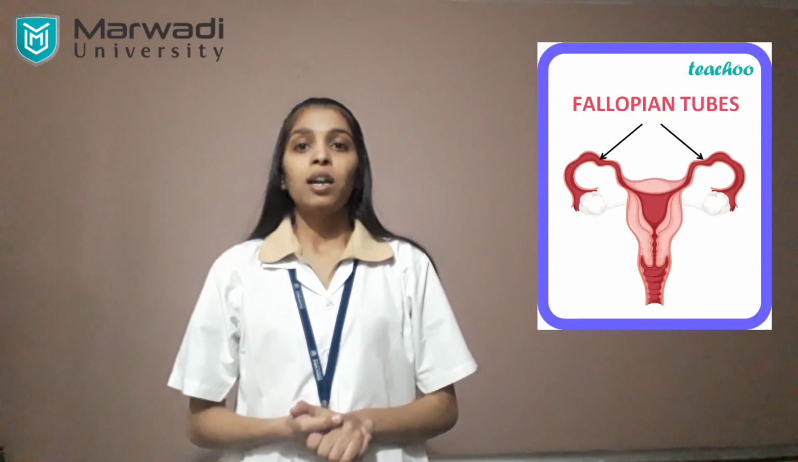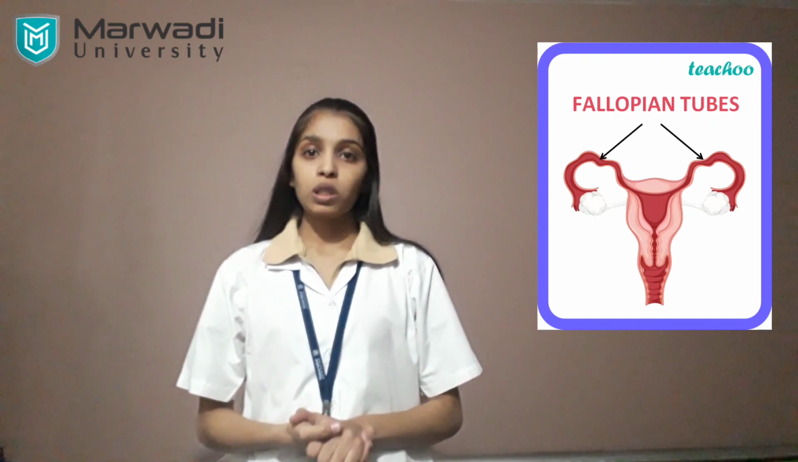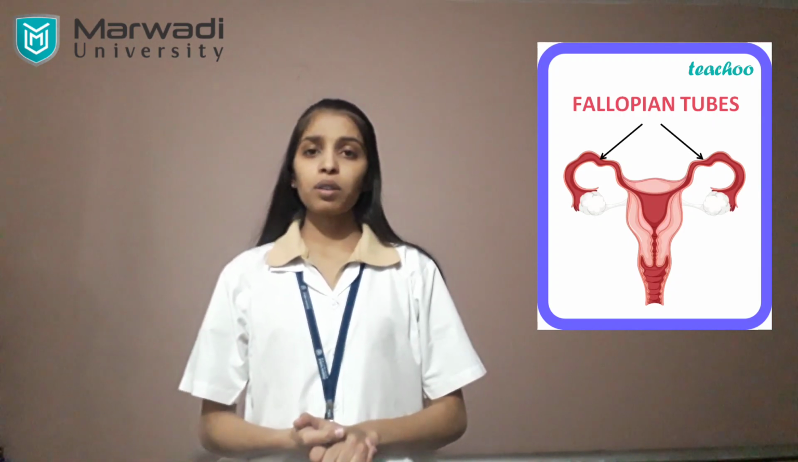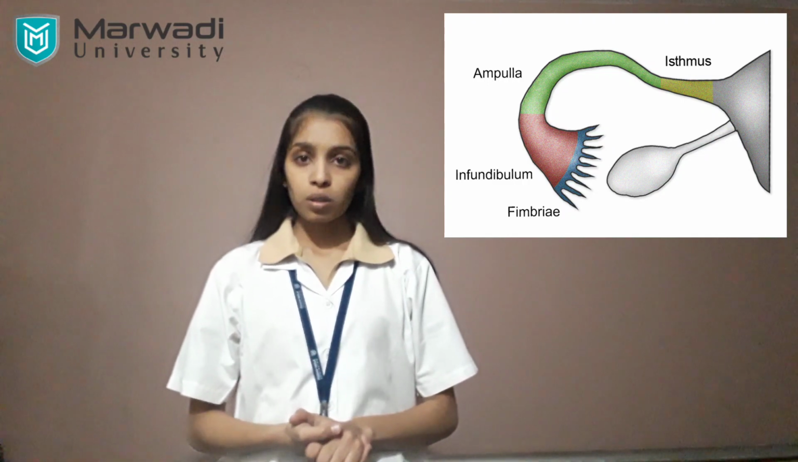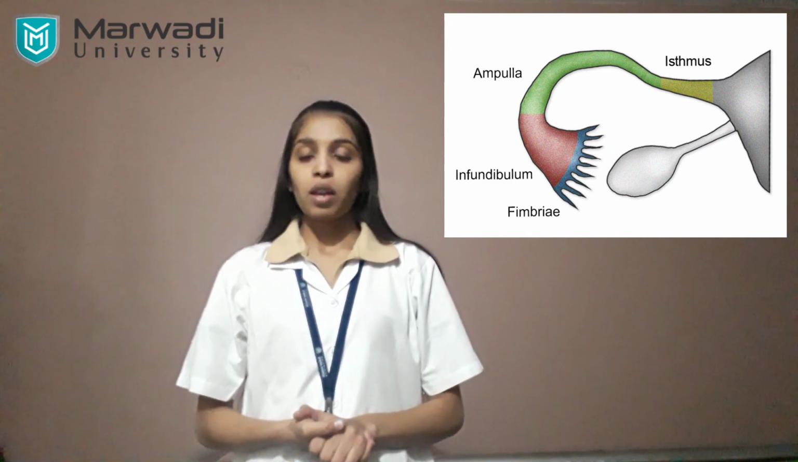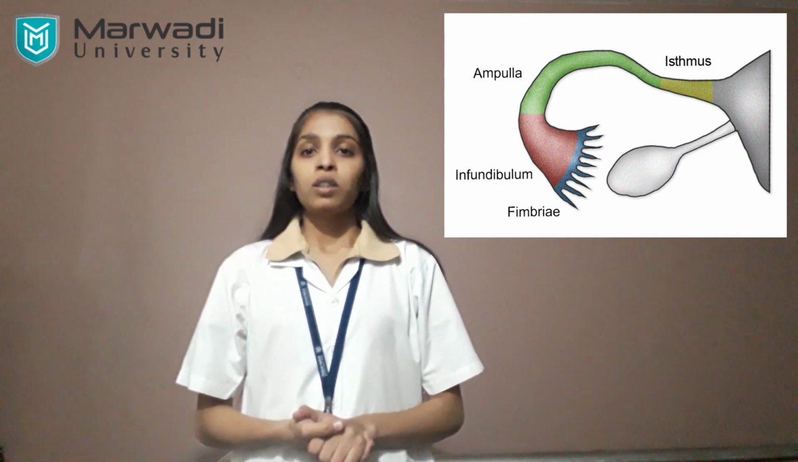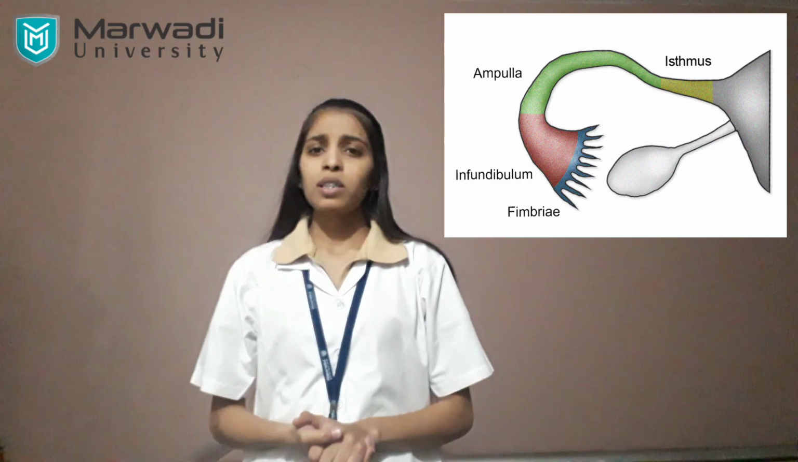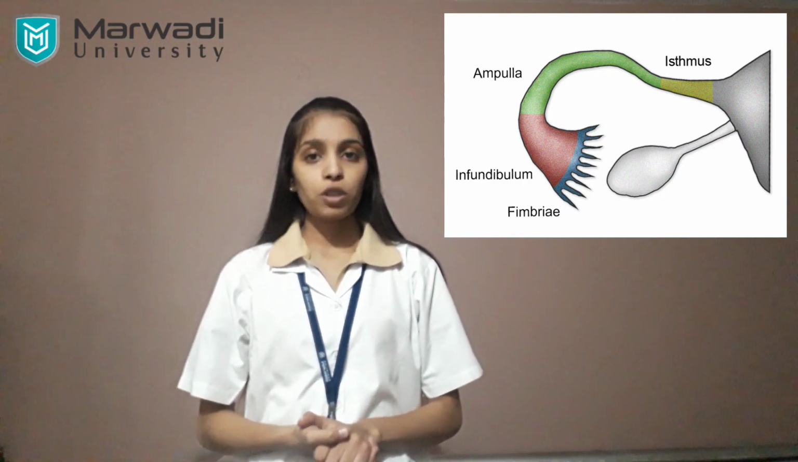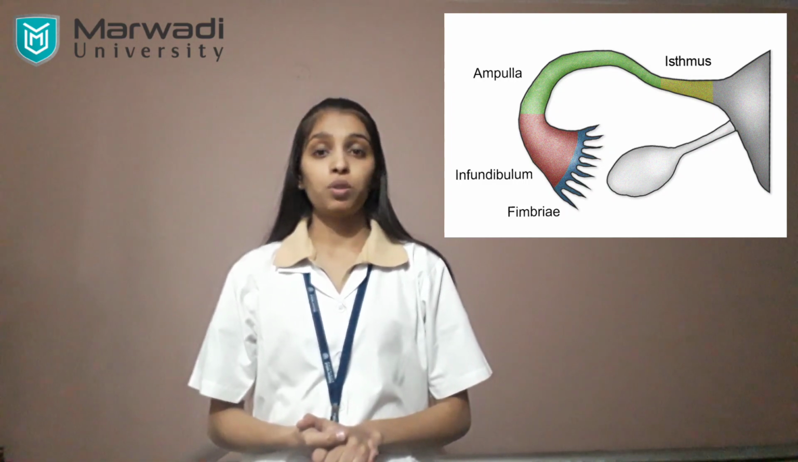The fallopian tube is 10 cm long. It is enclosed in the broad ligament of the uterus. The fallopian tube is divided into four parts: intramural part, isthmus, ampulla and infundibulum. The intramural part opens into the uterine wall. The isthmus is the narrowest part of the fallopian tube. The ampulla is the widest part of the fallopian tube.